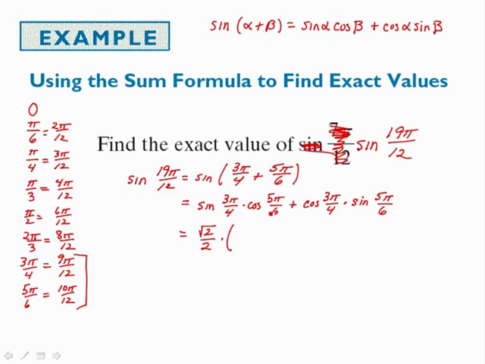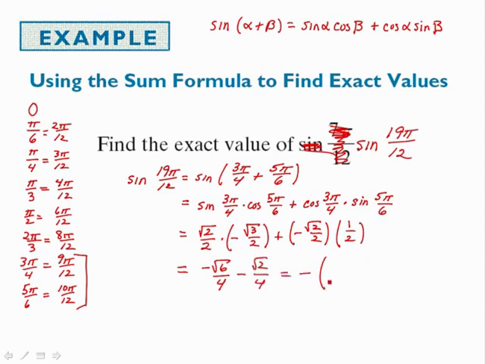Okay? Cosine of 5 pi over 6 was what? Negative root 3 over 2. Okay, very well. And the cosine of 3 pi over 4? It's negative root 2 over 2. Sine of 5 pi over 6? 1/2. And so I have negative root 6 over 4 minus root 2 over 4, which is negative root 6 plus root 2 over 4.